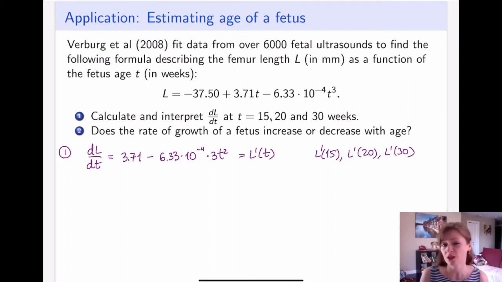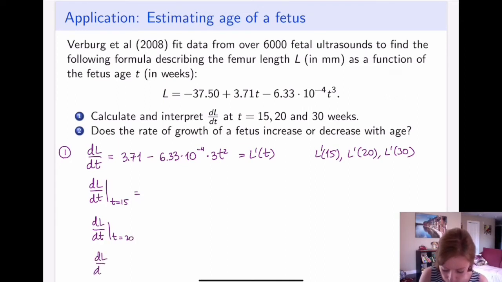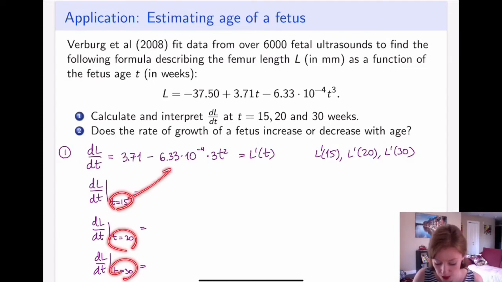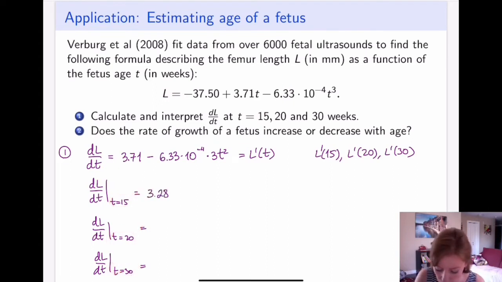But just so we're a little more used to this dl by dt notation, the way we denote it there will be dl by dt, and I have to compute it at t equals 15. So you do a really tall vertical bar, and then you write what point you're computing this at afterwards. And then I also have to compute this at 20 and at 30. Now, of course, the computational part is really straightforward because all I am doing is plugging 15, 20, and 30 into this derivative function, and I'm just getting a number answer in the end.